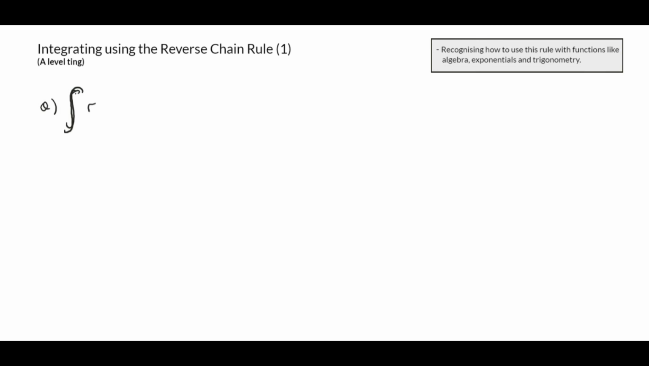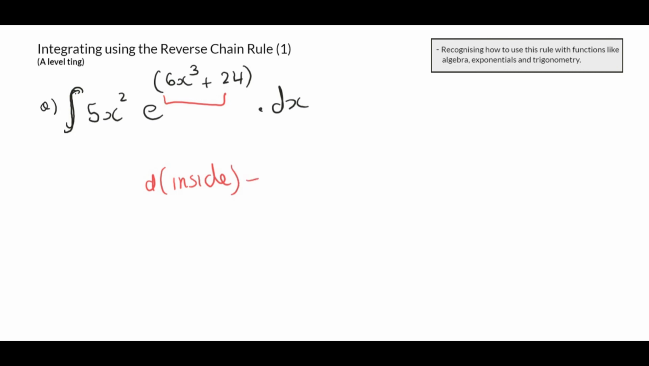Okay, let's say I had 5x squared on the outside, and then e to the power of, let's say, 6x cubed plus 24. Now, what I say to myself is, what happens when I differentiate the inside? When I differentiate 6x cubed, I get 18x squared.